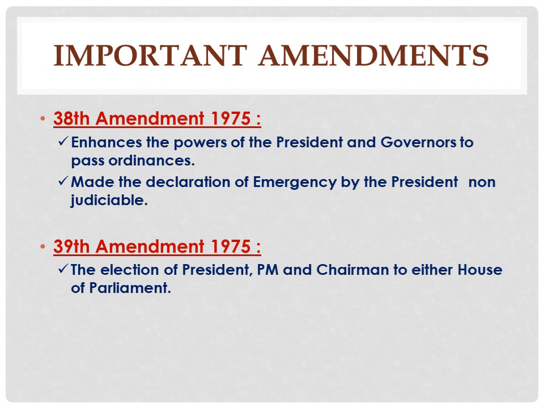39th Amendment, 1975. It deals with the election of the President, Prime Minister and Chairman to either House of the Parliament.